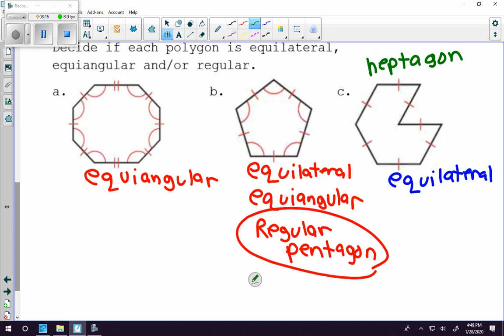And part A, I'm sorry, that was classified as an octagon. An octagon that was equiangular, but not equilateral. Okay, flipping over.